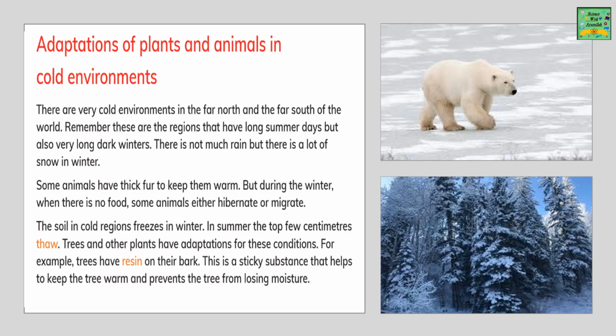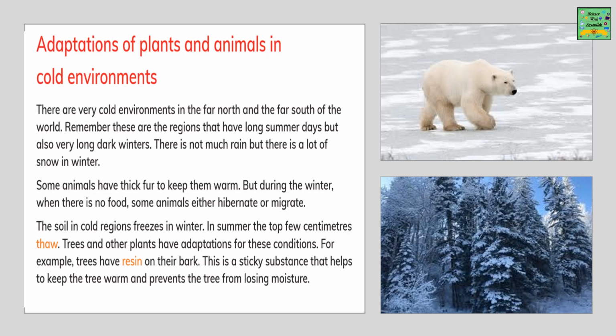Adaptations of plants and animals in cold environments. There are very cold environments in the far north and the far south of the world. Remember that these are regions that have very long summers but also very long, dark winter days. There is not much rain, but there is a lot of snow in winter. Some animals, like the polar bear, have very thick fur to keep them warm. But during the winter season, when there is no food, some animals either hibernate or migrate.